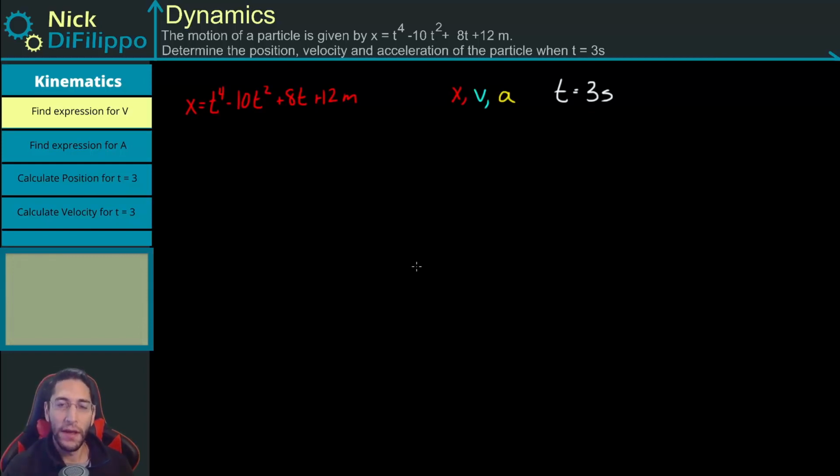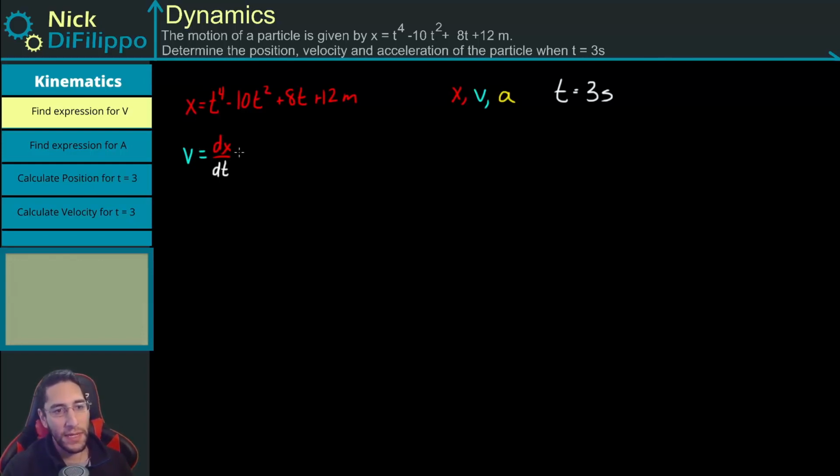Now to do this, the first thing we need to do is figure out a way to relate our position, our velocity, and our acceleration together. We have an expression that says our velocity is equal to the derivative of our position with respect to time, or the change dx of our position with respect to time, dt. If we substitute what we know x is equal to, we can take the derivative of that expression and get our velocity.